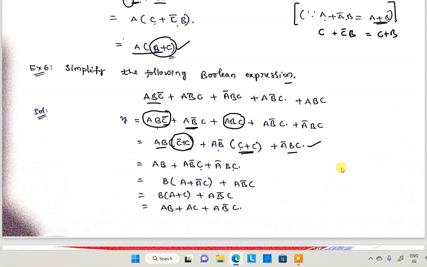Again B is a common here. Once I take the B as common, what is the formula in these two? A plus A bar C. A plus A bar B is nothing but A plus B. Instead of B here, C is there. That means A plus C. You can replace here A plus C by using this particular formula. A bar B C. So again multiply AB, AC, A bar B C.